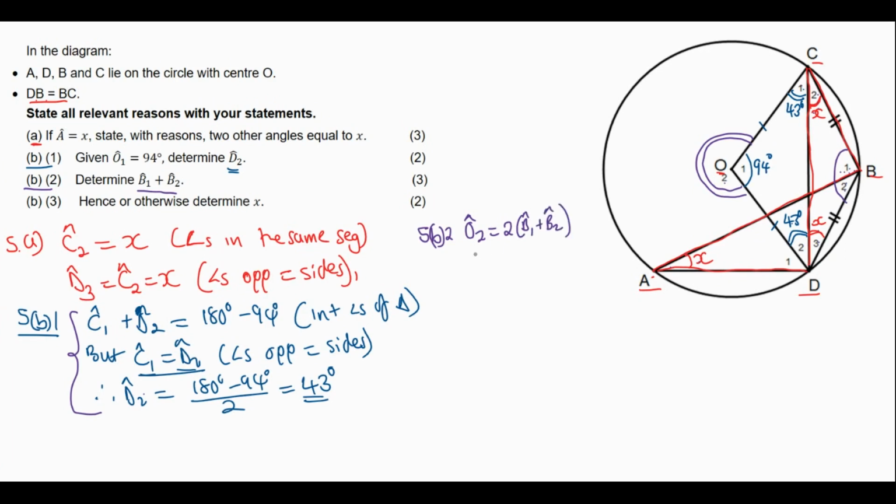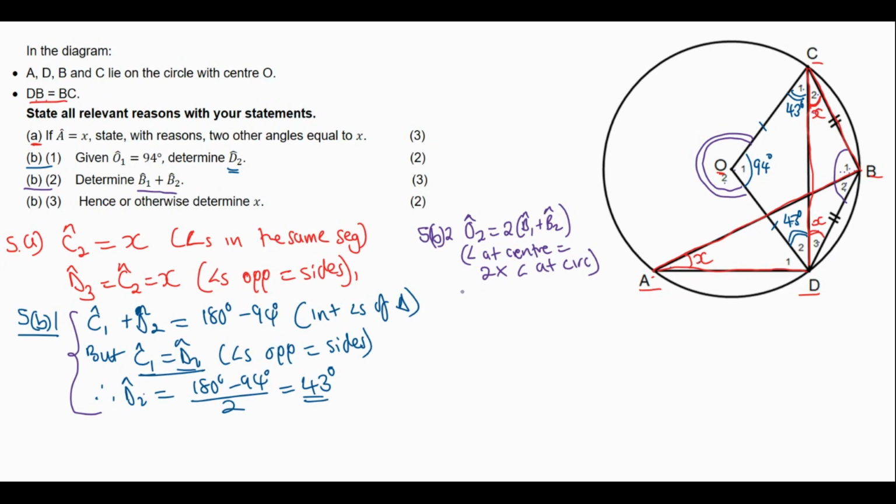What's the reason? You can say angle at center equal 2 times angle at circumference. Okay, so now let's find angle O2. Angle O2 will be 360 degrees minus 94 because these are angles around a point. Okay, that is a complete revolution there.